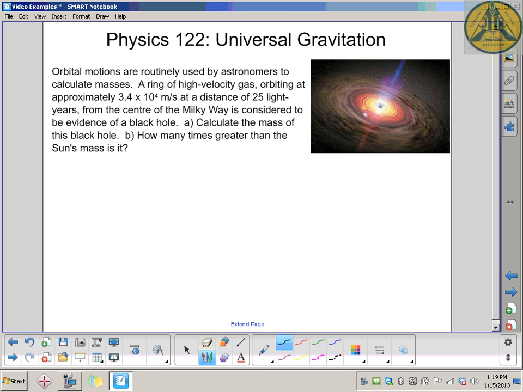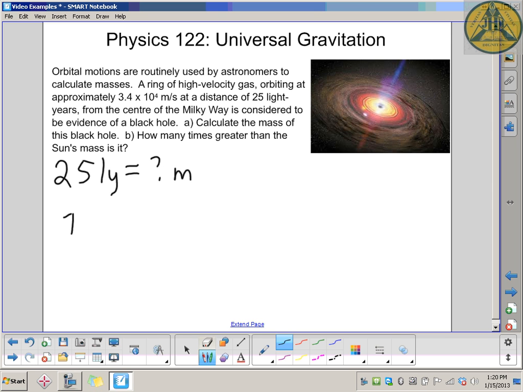This is something they do quite often: they figure out how fast something is moving out there in space. And if it's moving, there's got to be a large mass at the center of it. Let's see what this calculation works out to be. We're given speed and we're given distance, and we can use that universal gravitation centripetal force relationship to relatively easily calculate this problem. But we can't work in light years. 25 light years is a unit of distance, and we've got to put that into meters. So we've got to do some conversions here.